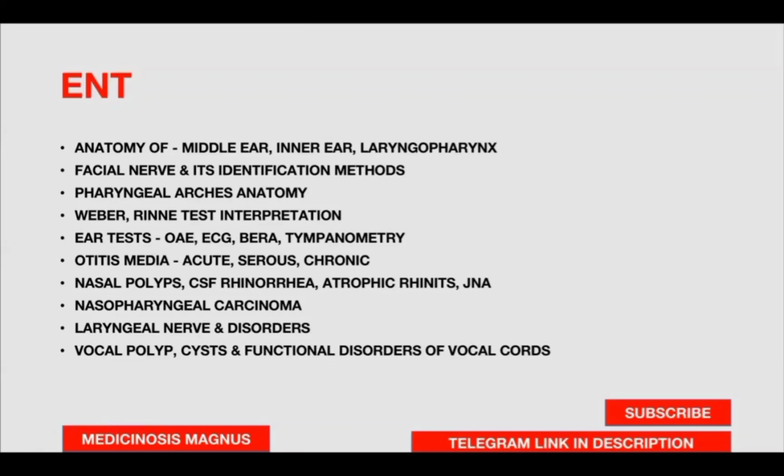is ECochG here, BERA, tympanometry, in otitis media, acute, serous, and chronic, nasal polyp, CSF rhinorrhea, atrophic rhinitis, and JNA. It's very important. Nasopharyngeal carcinoma, laryngeal nerve and its disorders, vocal polyps and cysts, functional disorders of vocal cords. So these are the very, very important topics from ENT.